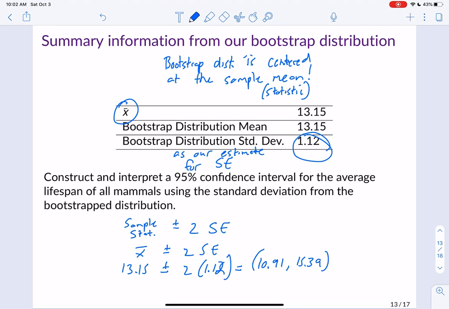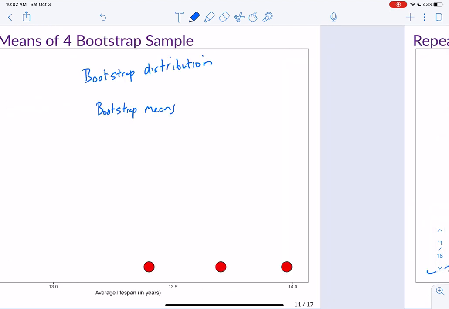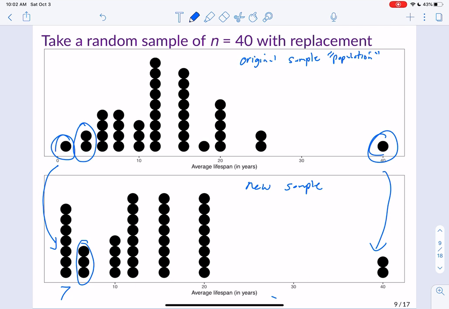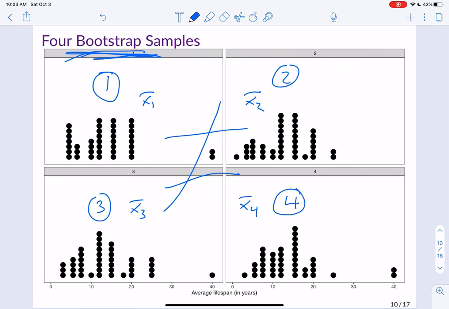Well, let's think about that for a moment conceptually. Why does that make sense? If we go back a few slides, I told you that we want to consider our original sample as being our population. Well, what do we know about a sampling distribution? We know that the sampling distribution is centered at the population parameter, in this case, the population mean. So if we treat our original sample, in a sense, as though it's the population in quotation marks, it makes intuitive sense that it should be centered at the sample statistic, because we're treating that sample statistic as, quote unquote, the parameter. So it makes sense then why that would be the case.